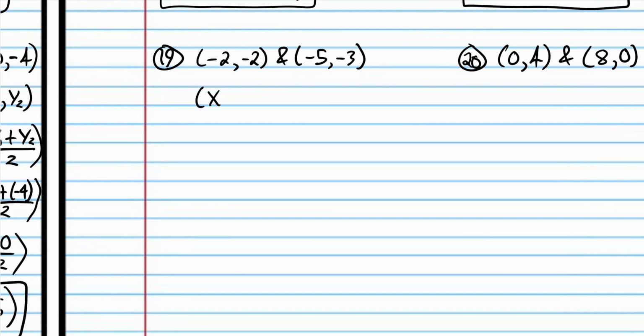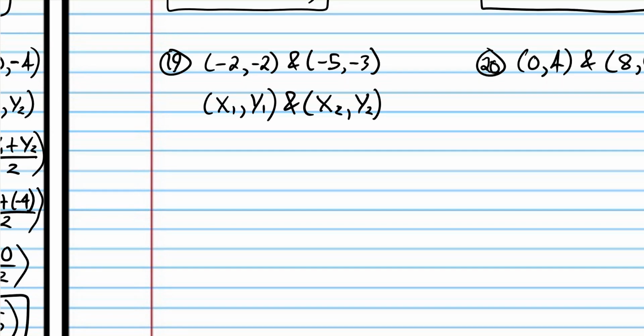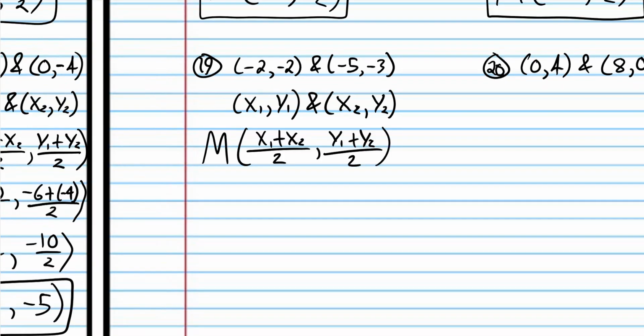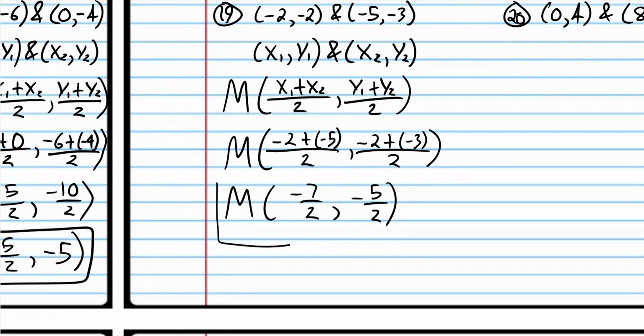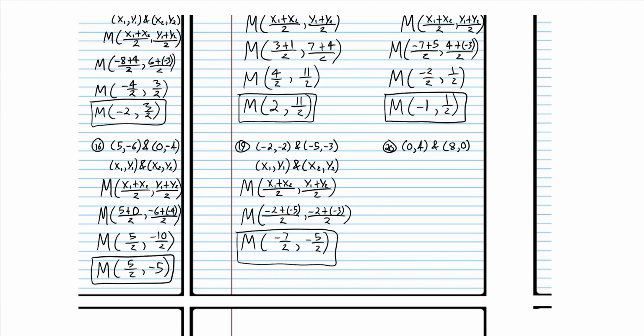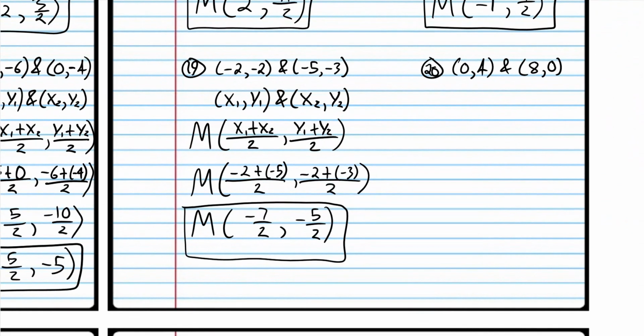All right, we're back. We're going to assign letters so we know what we're doing, and we're going to write out the formula and just plug in. x1 is -2. x2 is -5. y1 is -2. y2 is -3. So we have a lot of negatives in this problem. -2 plus -5 is -7. -2 plus -3 is -5. And that is it. So if you got those answers, good job.